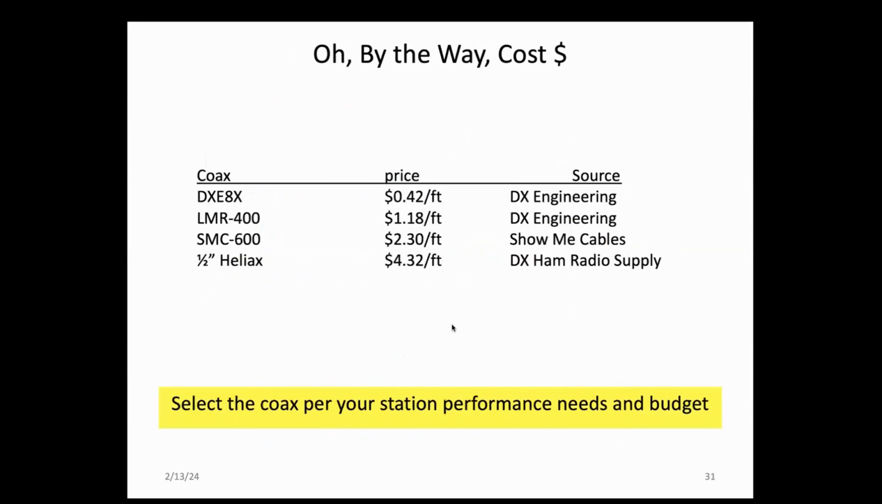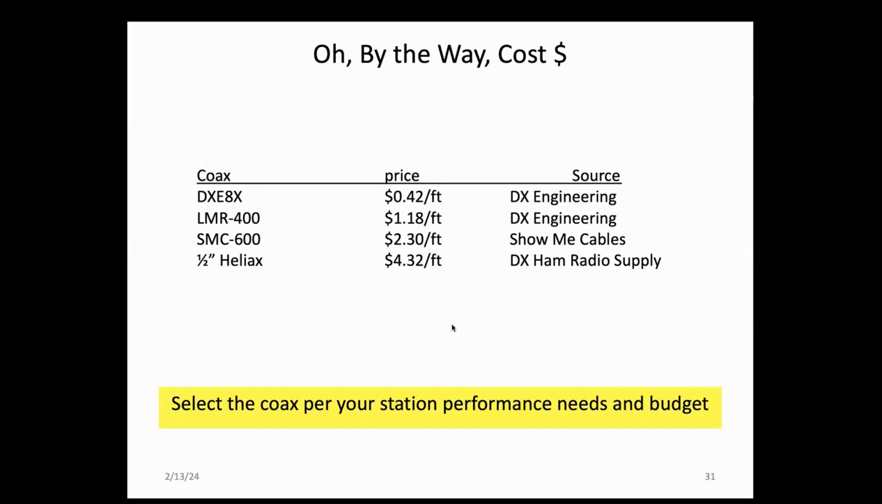Next slide, please. And here's, oh, by the way, this is my cost-effective RG8X. These prices may have changed. I think I found these a year or two ago. It could be a little more now. Heliax is pretty expensive. The SMC 600, not bad. It's expensive, but not bad.